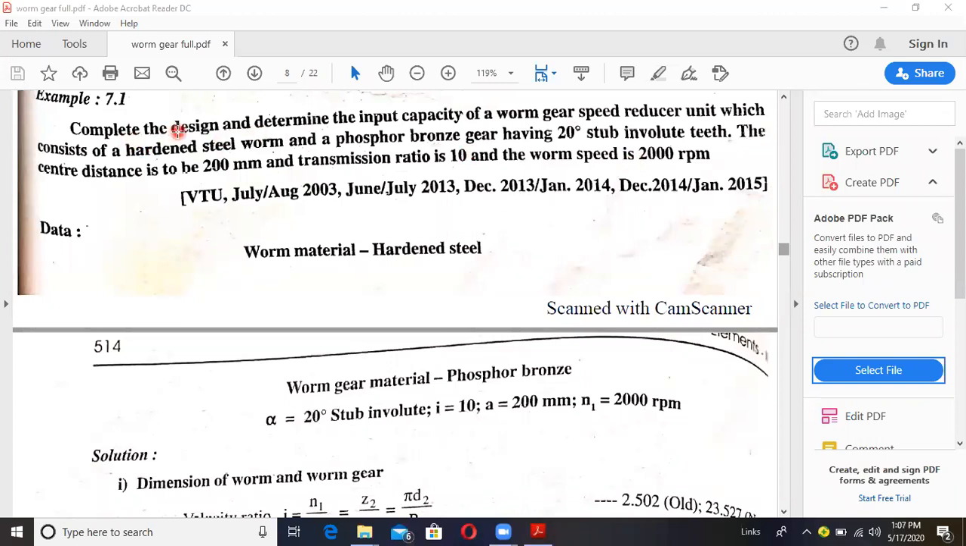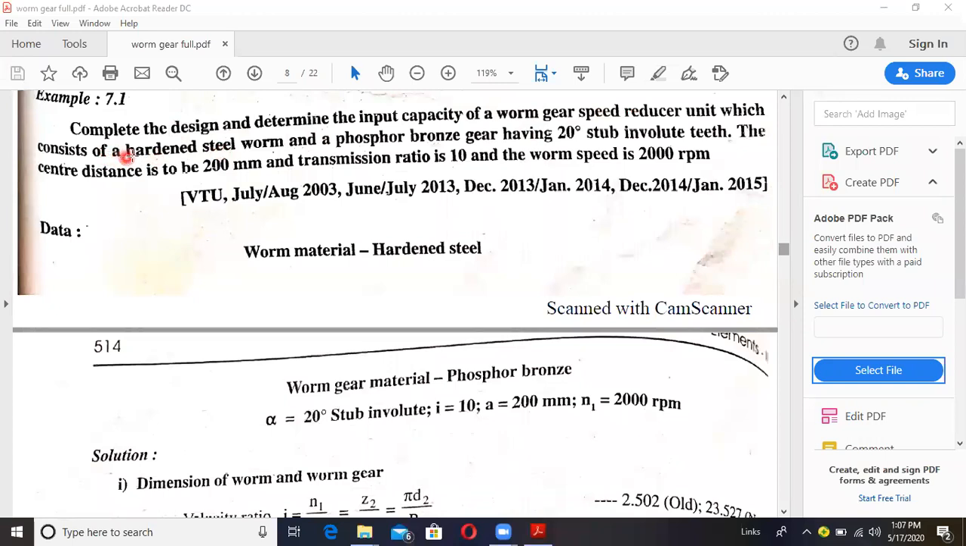So we have to design the worm gear. That is, what forces are acting, how much heat is generated, how much heat is dissipated, what is the efficiency of the gear, and whether artificial cooling is required or not. That is the complete design of the worm gear we have to do. Along with this, they told us to determine the input capacity, how much power it can transmit. That we are going to calculate. So those are the questions we have to answer.